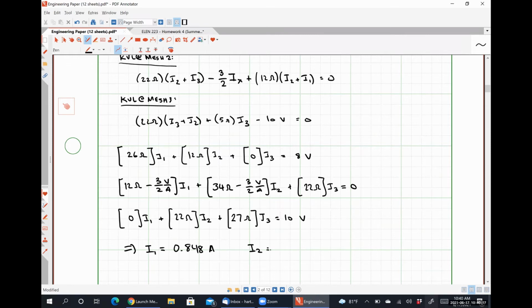I2 is equal to negative 1.170 amps. And I3 is equal to 323 amps. So I got the exact same answer as I did previously, except that I2 now has a negative sign. So it has the exact same magnitude, but it's got a negative sign because I defined it as flowing in the opposite direction.